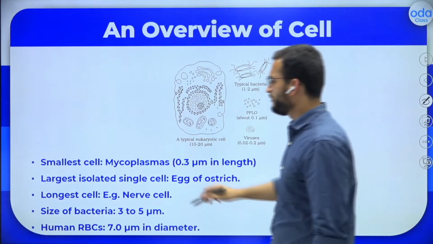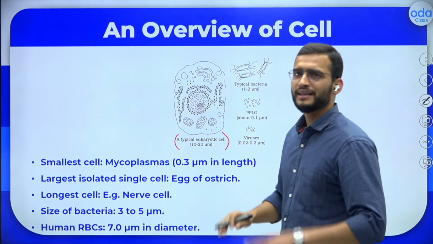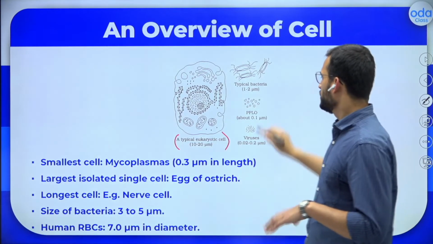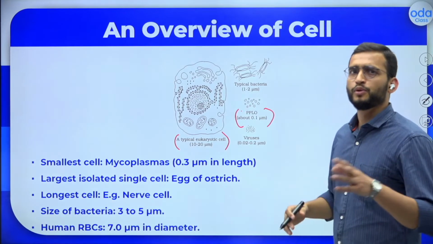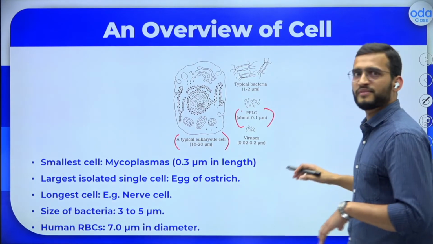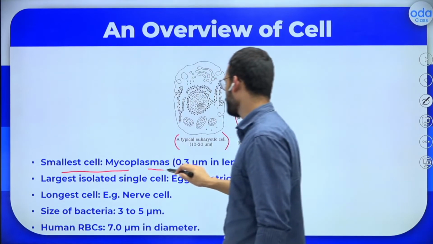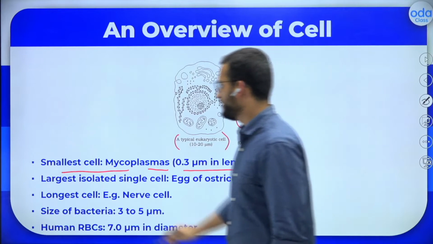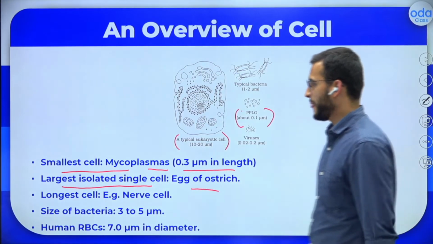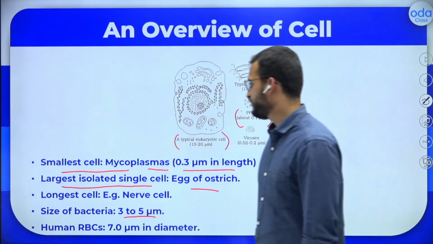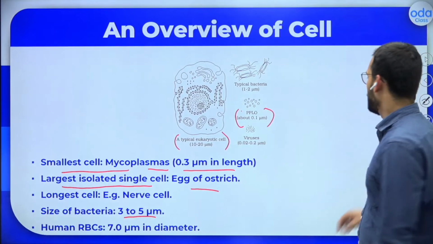Now, talking about an overview, what is the size of a cell mentioned in your NCERT textbooks? A typical eukaryotic cell can be around 10 to 20 micrometer. You have PPLO, which is also mycoplasma, pleuropneumonia-like organisms. The smallest cell, mycoplasma, is 0.3 micrometer in length. The largest isolated single cell is the egg cell of ostrich. The size of bacteria can be around 3 to 5 micrometer, while the human red blood cell can be 7 micrometer in diameter.